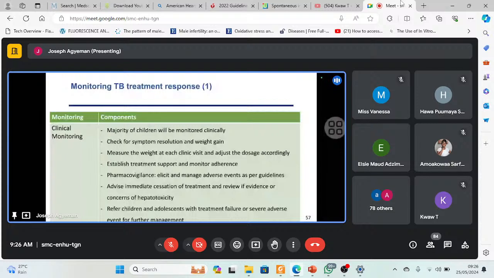Of course, in children, it even becomes more serious because they may not even understand the whole regimen. Why are they taking medicines for that long? 6 months, 8 months. And for that matter, in children and adolescents, they need close monitoring. And of course, very deep counseling to motivate them so that they do proper adherence.